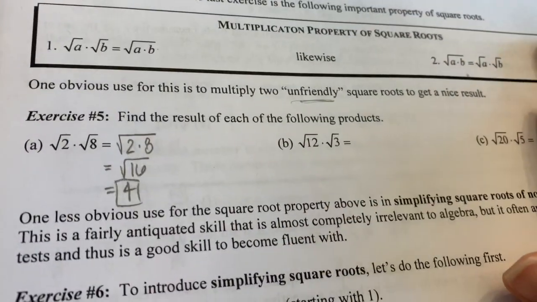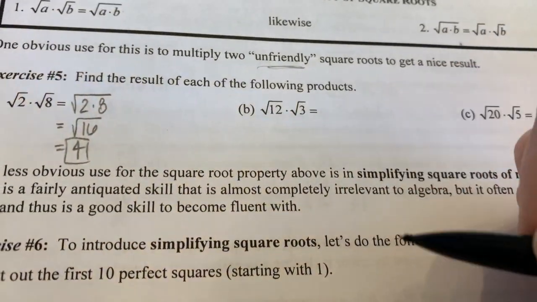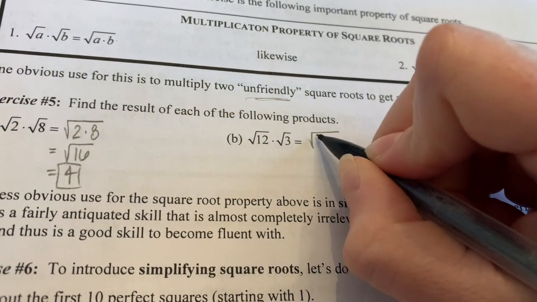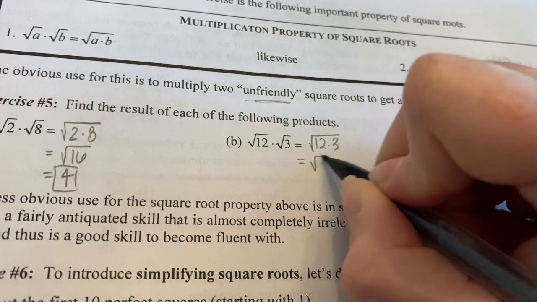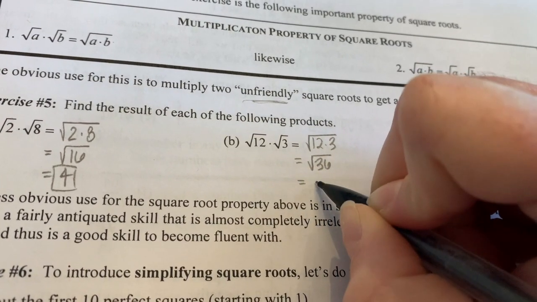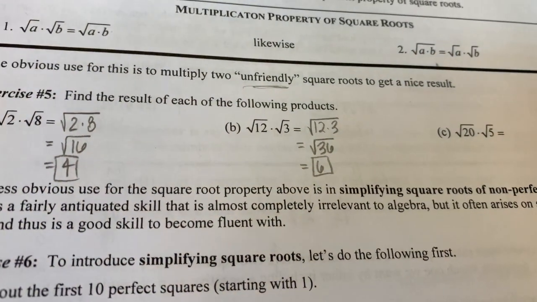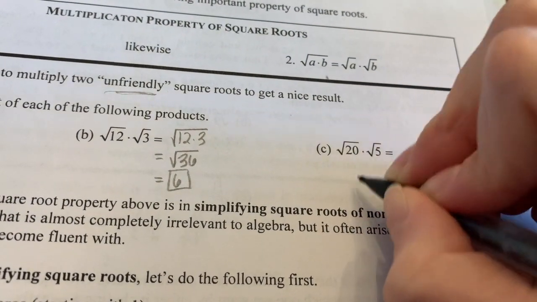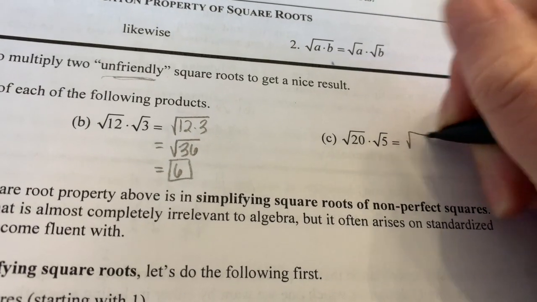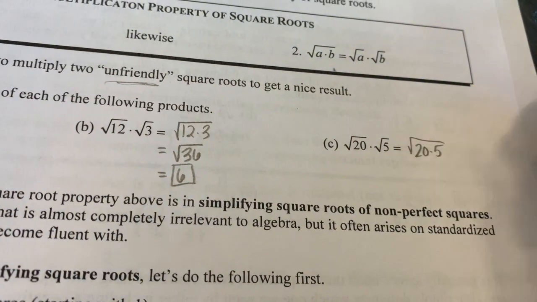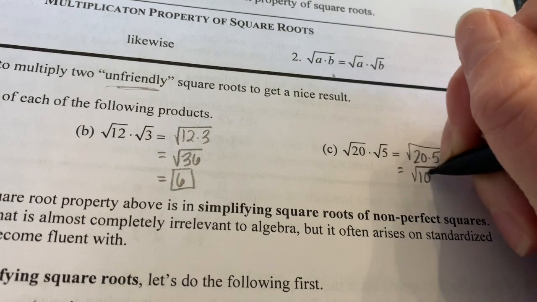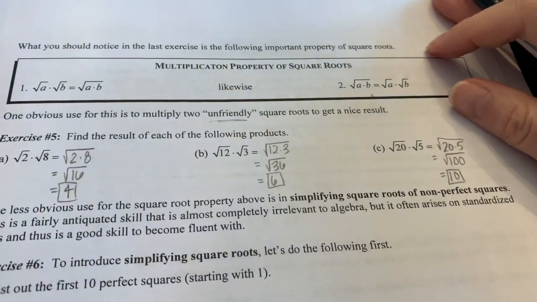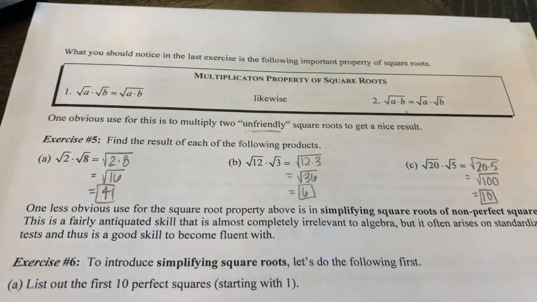How delightful is that? Here again, I don't know the square root of 12. I don't know the square root of 3. However, 12 times 3 on the inside here gives me 36, and that's a nice answer of 6. Okay, uno más. 20 times 5, I don't know the square root of either of those. But when I put them together under the little roof, I get the square root of 100, which is 10. Now, it doesn't always work out that nicely, but sometimes it will.